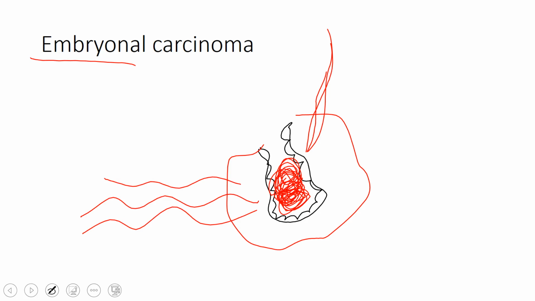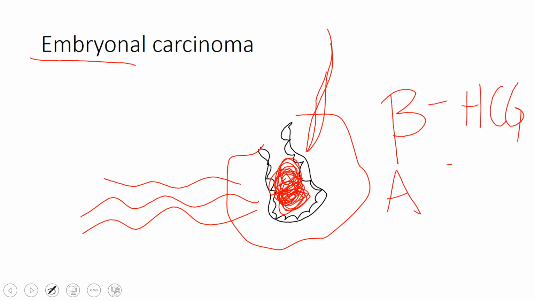And it's also possible for these ones to have increased HCG, beta-HCG, but also something a little different is this one can also produce increased AFP, alpha-fetoprotein. This is beta human chorionic gonadotropin or something like that. And this one is alpha-fetoprotein. Okay, so that's that one.